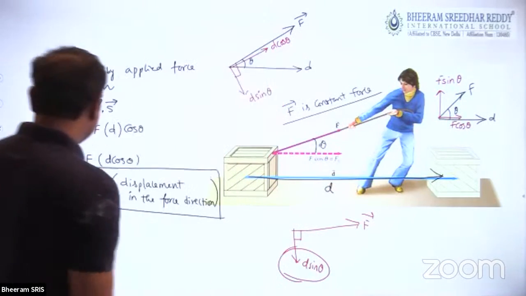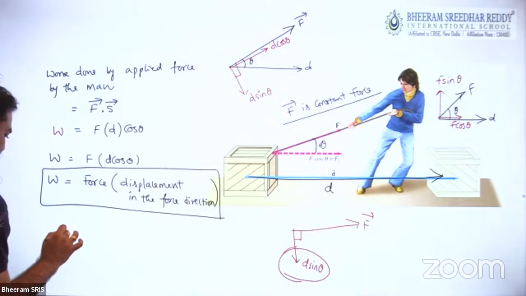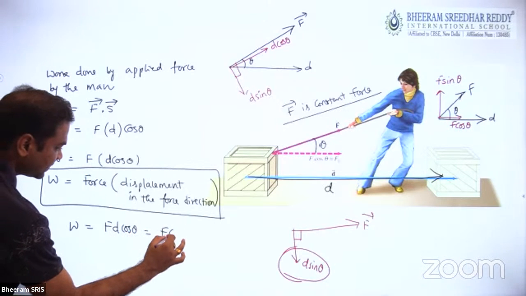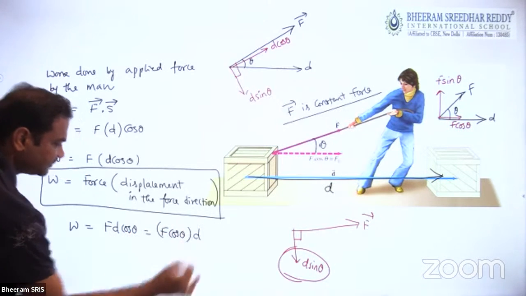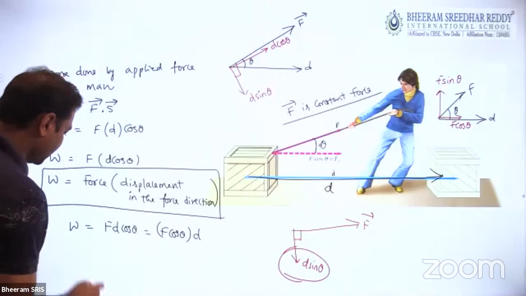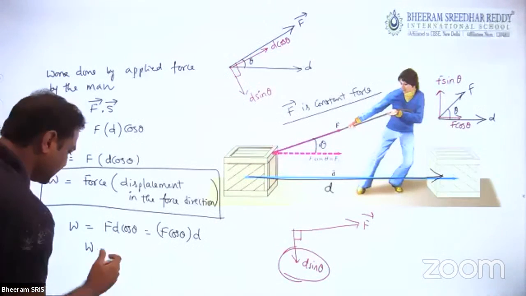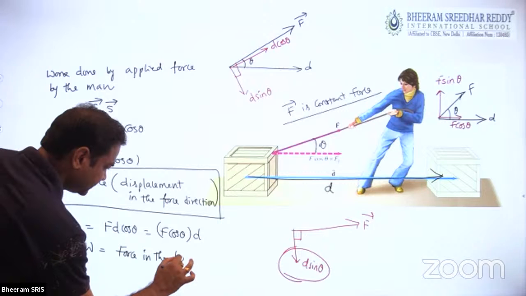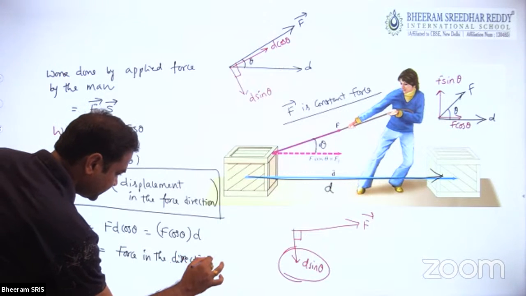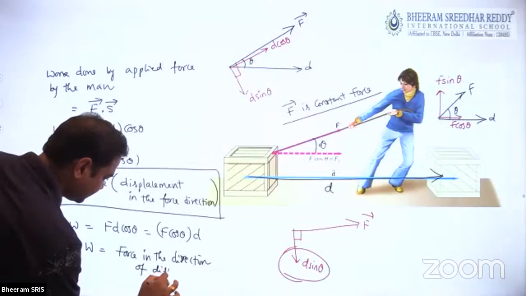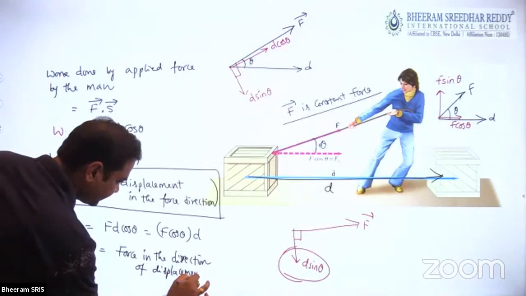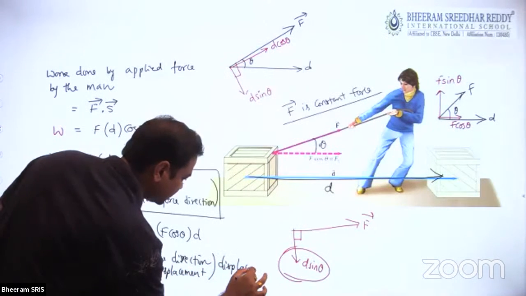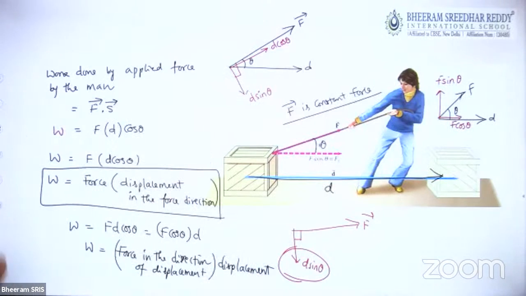So then how to write the work done now? Work done is F d cos theta. This I'll write like this: F cos theta into d. If I'm writing F cos theta into d, I'll say it is the force in the direction of displacement multiplied with the displacement. Anyway, you can solve it.